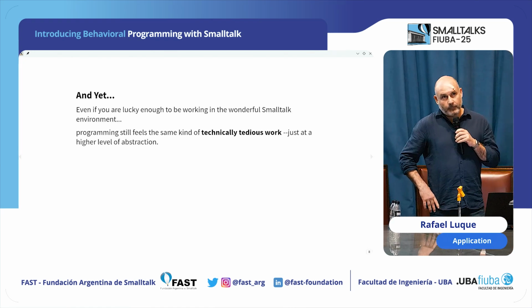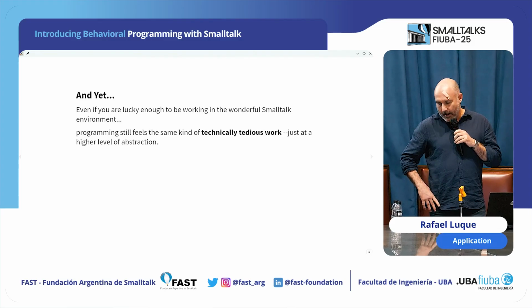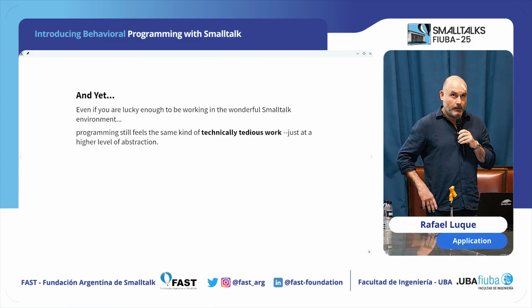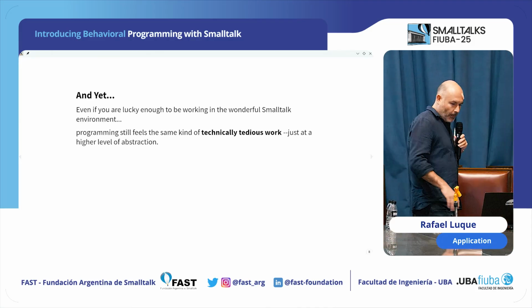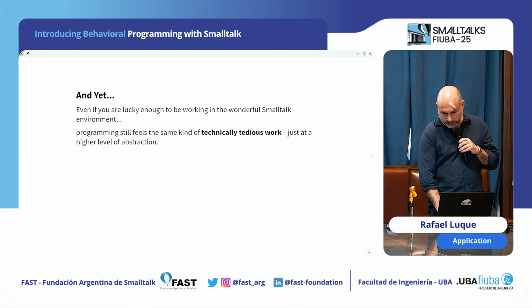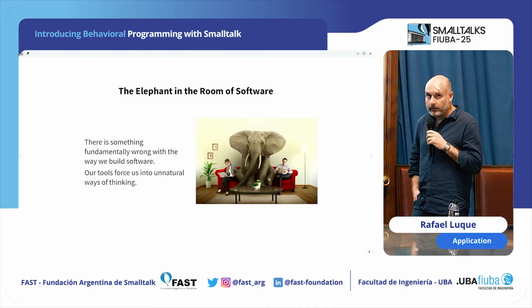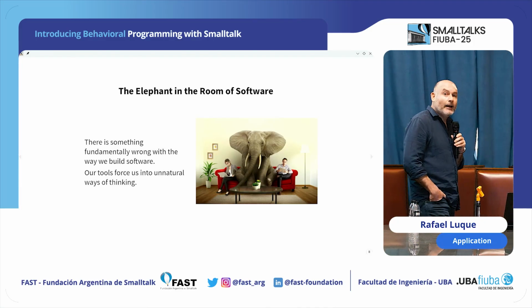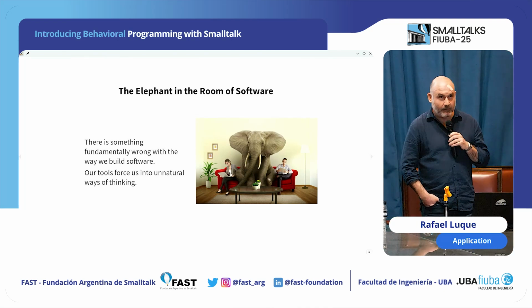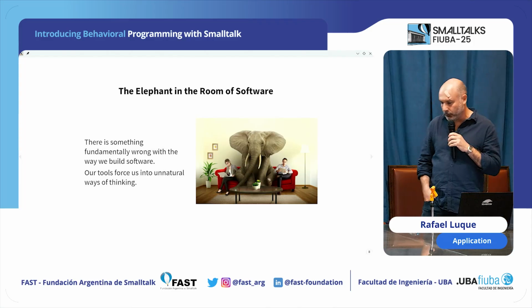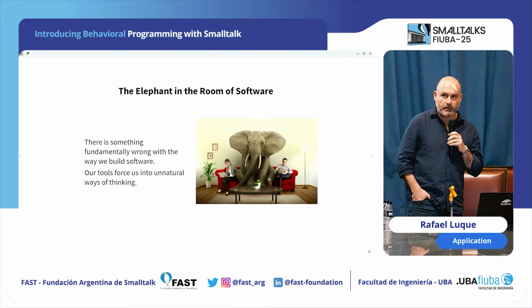Programming shouldn't be so hard, I feel. Maybe we are doing something wrong, even though we are doing it at a higher level of abstraction. So my thesis of this talk is that there is something like an elephant in the room of software. I mean that there is something fundamentally wrong with the way we are building software, or the way we are approaching the software development process itself.